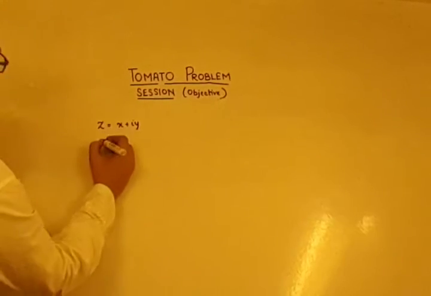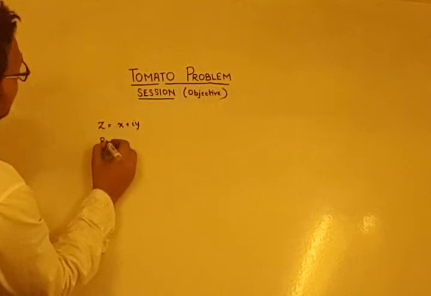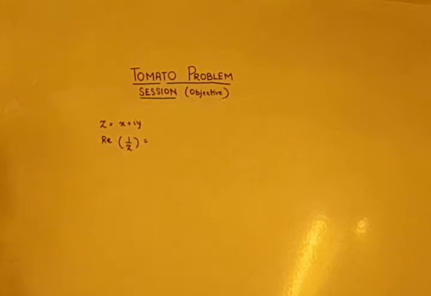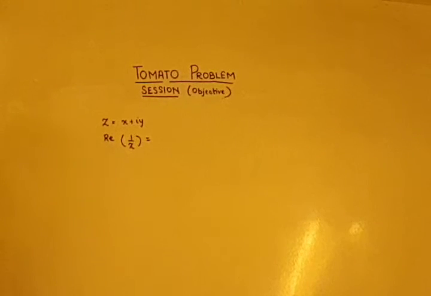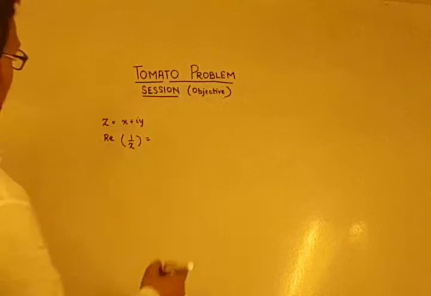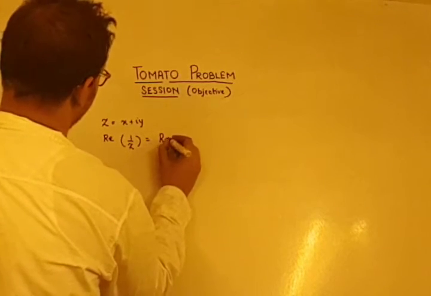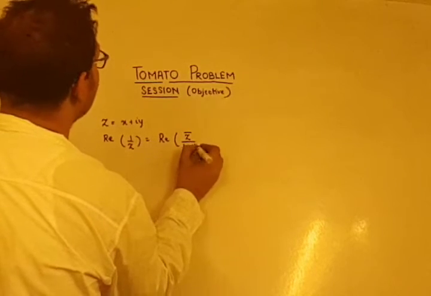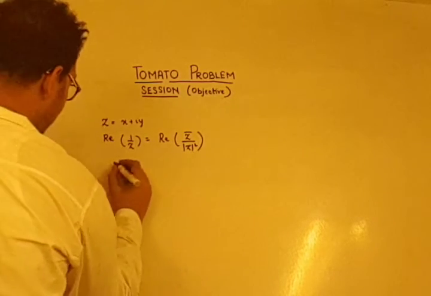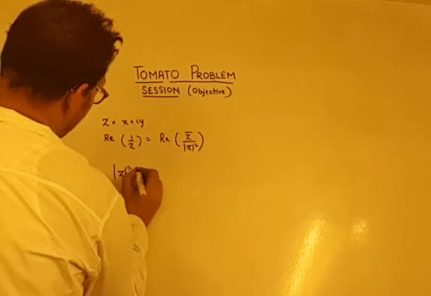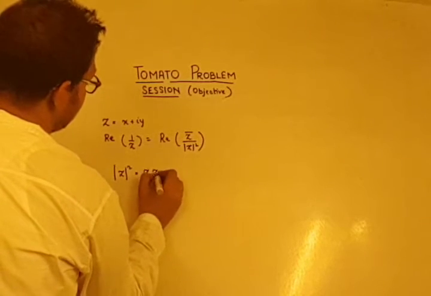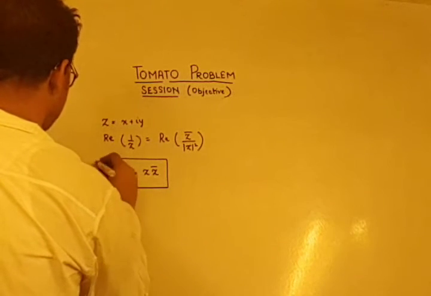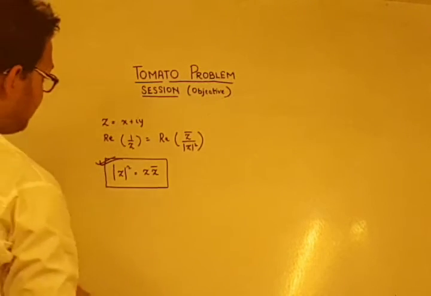Then the real part of 1 by z can be given as the real part of z bar by mod z square. Why could I write it? This is because of the very important identity, mod z square equals z into z bar. Just remember, this is a very important identity in complex numbers. We will use it frequently.